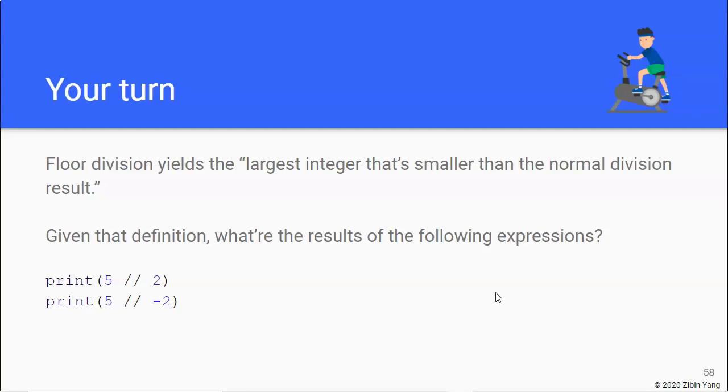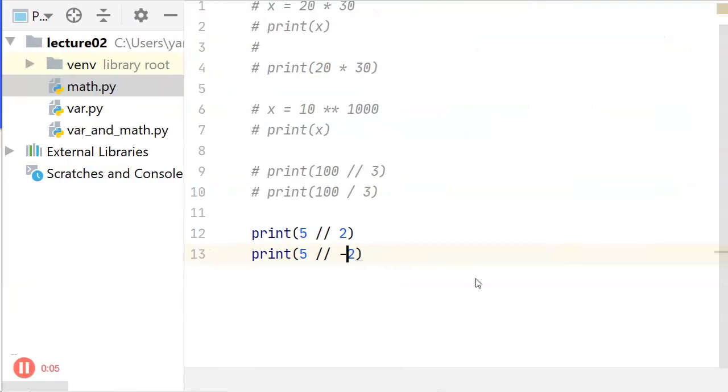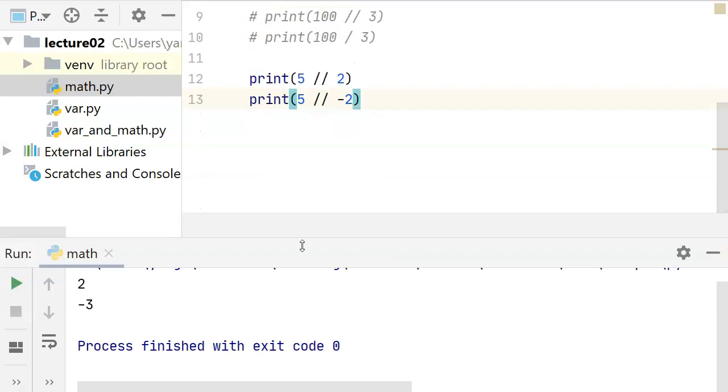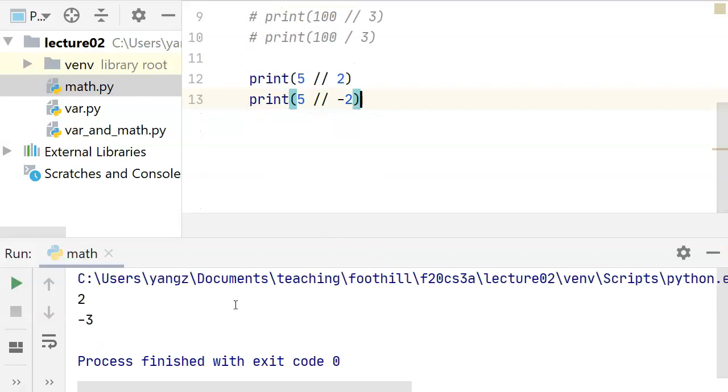Alright, so hopefully you have done it, and the results may or may not be surprising. So let's do this together. I've already typed out the code and I'm going to run it. So the first one, 5 double slashes 2, gives us a 2. So that's probably expected because, well, 5 divided by 2, we get 2.5, and the largest integer that's smaller than 2.5 would be 2, right?